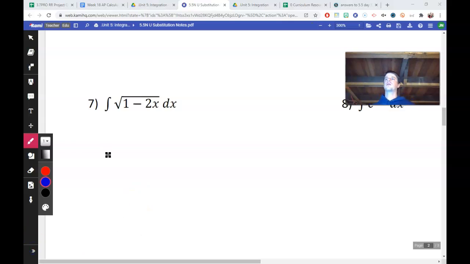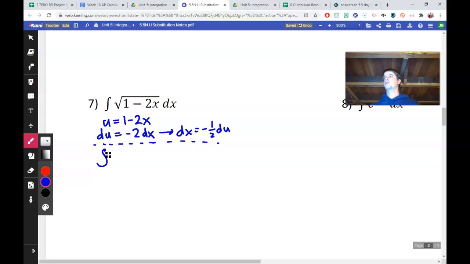Alright, here we've got a square root, so I'm going to make u be the inside of that square root and see what happens here. Let's take the derivative of both sides. Derivative of 1 is 0. Here we get negative 2 dx. So when I solve for dx, I'm going to get negative 1/2 times du. That'll be good, because now we can write down the integral. So we get square root of u times negative 1/2 du.